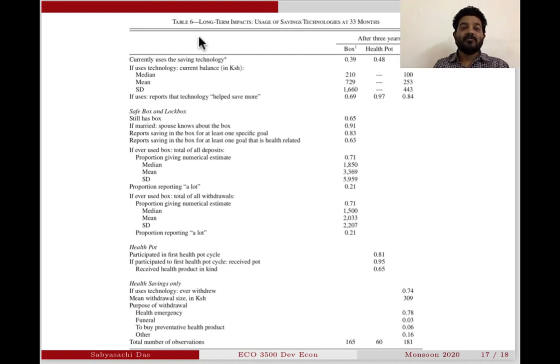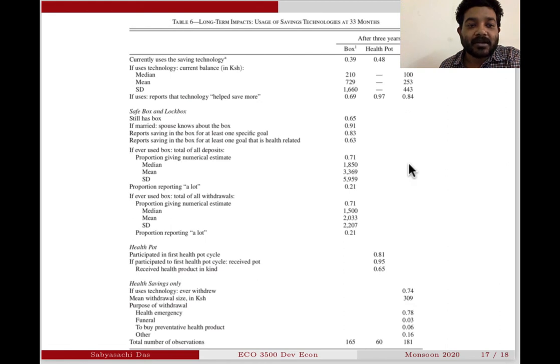They again visit these groups after almost 3 years, after 33 months, and you see that currently still a lot of them are using this technology. So about 40% of the people are using either the lockbox or the safe box for those who are assigned those treatments. 48% of the people who are assigned to the health pot treatment are still continuing with the health pot, and 53% of those who were assigned the health savings account were still using the health savings account.